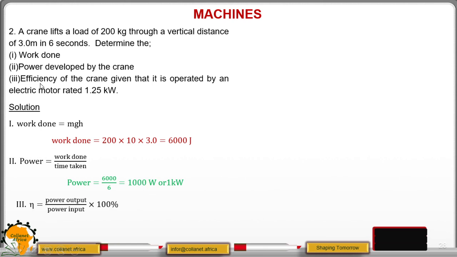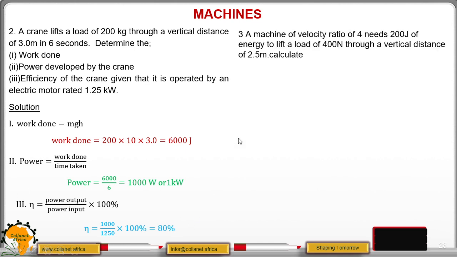Then finally, you have the efficiency. We know that from the definition, efficiency is power output divided by power input. So the power output is 1,000, this one. Then the power input will be this one, 1.25 kilowatts. So when you divide and then multiply by 100%, you get that the efficiency of that machine is 80%.